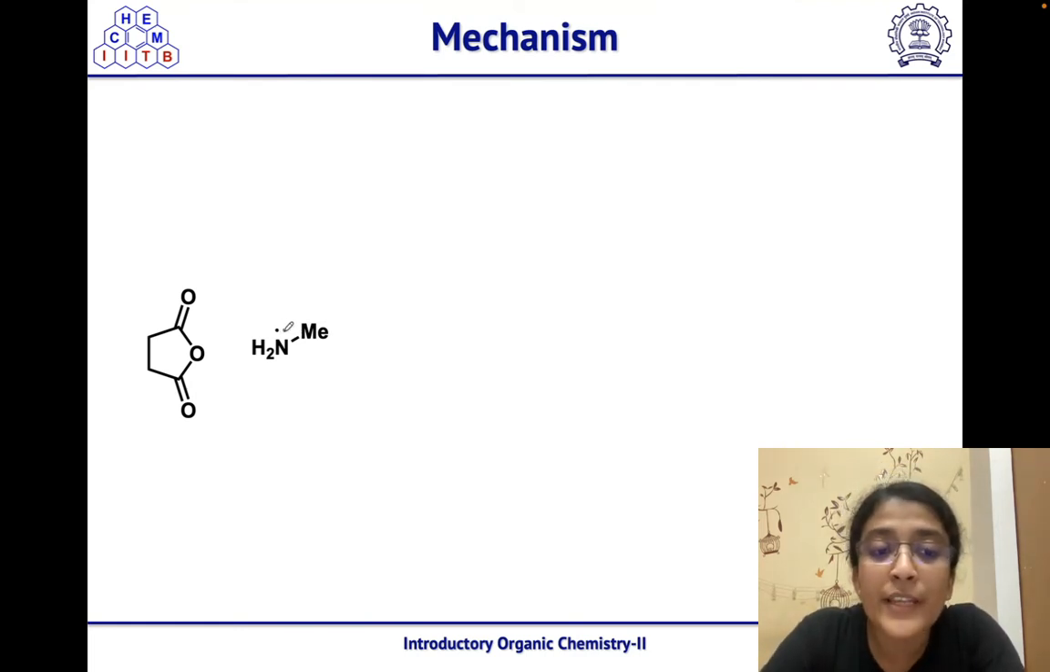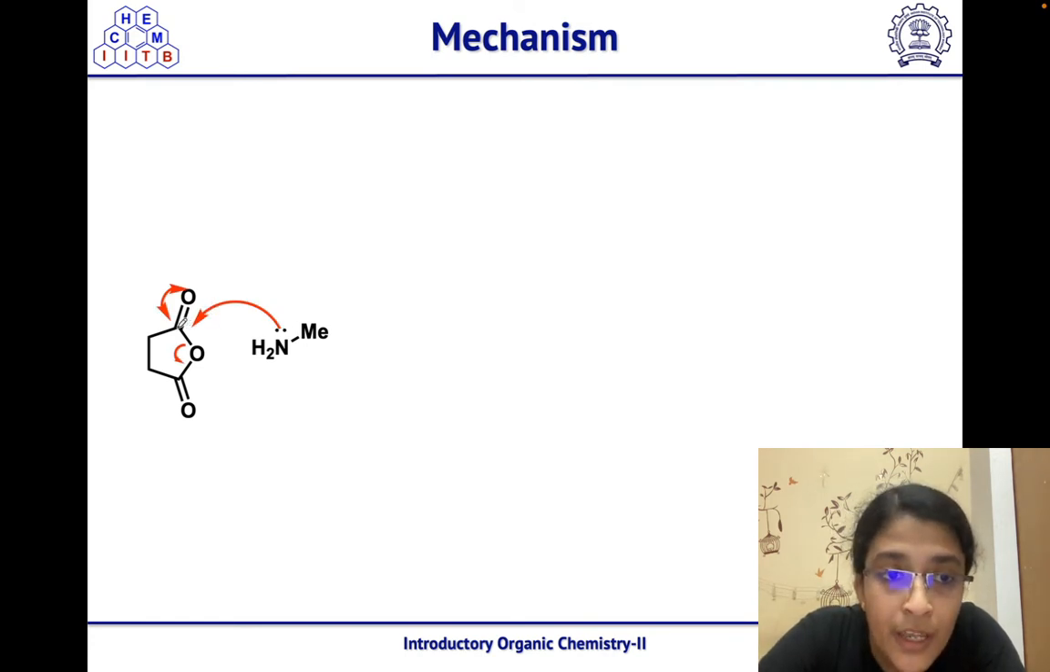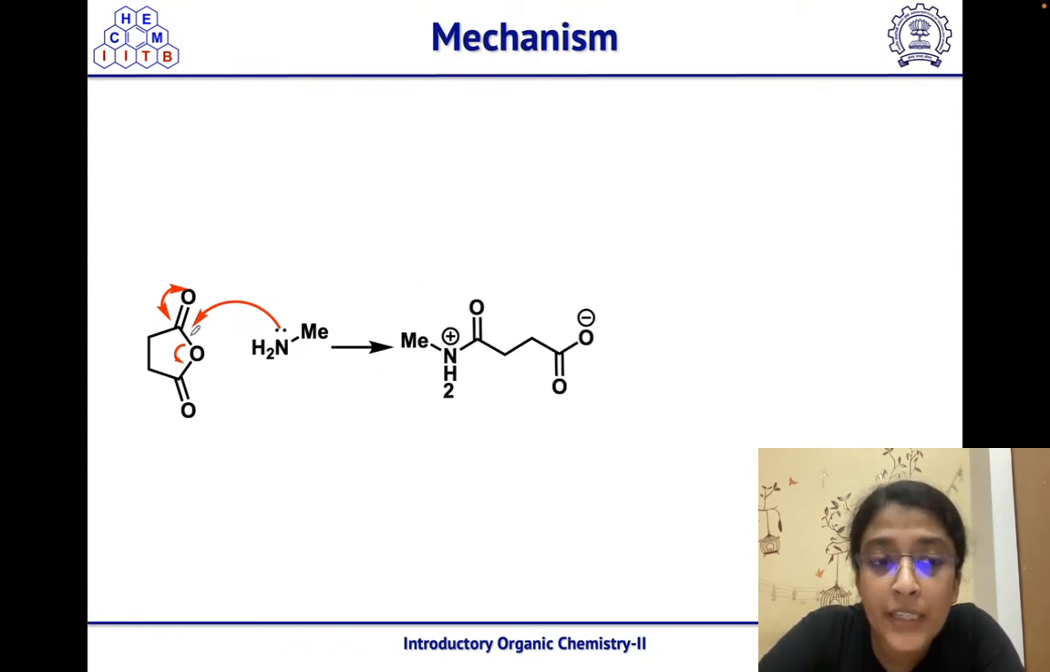The lone pair of electrons on this methylamine will attack this carbonyl carbon. Then this carbon-oxygen double bond will break, leading to formation of a tetrahedral intermediate. Once that tetrahedral intermediate falls back, this carbon-oxygen bond will break and lead to formation of this intermediate. Here the cyclic structure is opening up, forming this linear structure with a positive charge on this nitrogen atom and a negative charge on this oxygen atom. Clear, right? How it is happening?